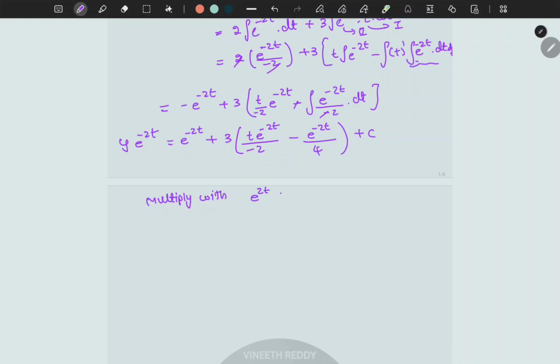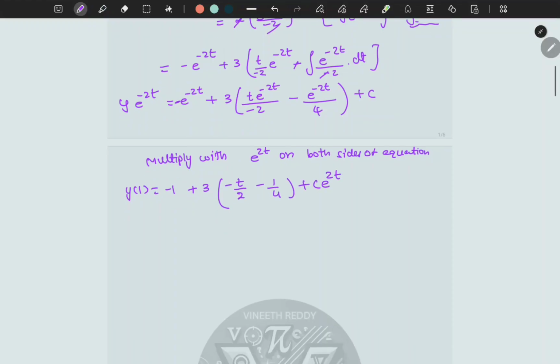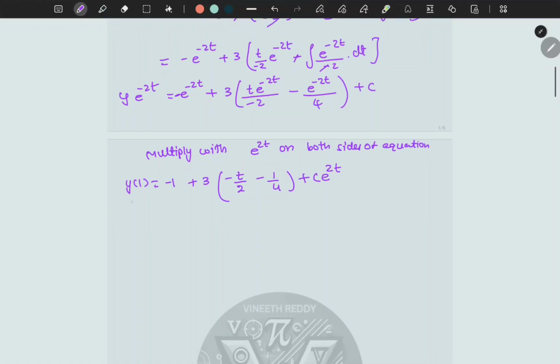e power 2t on both sides of the equation, we get y into e power 2t into e power minus 2t is 1. So y into 1 is equal to, I think there is a minus sign here, we will get minus 1 plus 3 into, we get minus 2 by t minus 1 by 4 plus c into e power 2t. I hope you understood this, students, because e power 2t into e power minus 2t is 1, right? Now this is not y of 1, this is y, right?